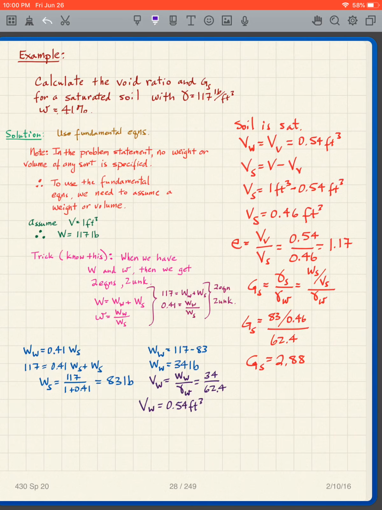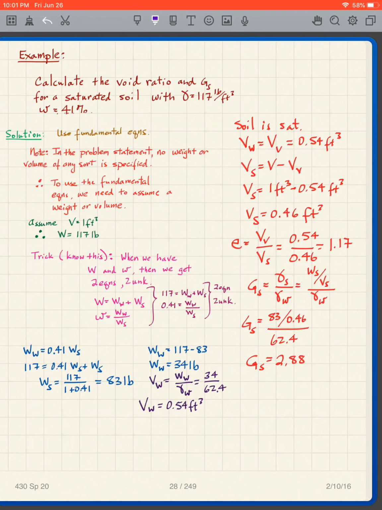And so now I have my weights and volumes, basically. So I've got void ratio, volume of the voids over the volume of the solids. I do that. My specific gravity is gamma S over gamma W, which again is weight of solids over volume of solids over gamma W. So I get the G sub S, and there's my G sub S. Those are the two things that I needed to get.